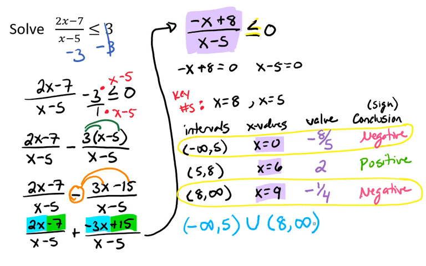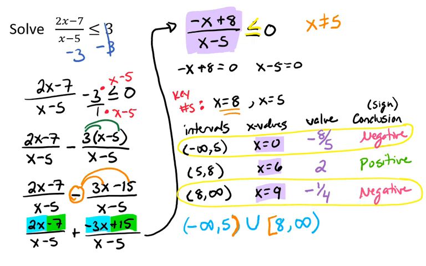Now I want to point something out really quick that's kind of important. Because we have a rational expression here, x is not allowed to be the number 5 because we'll have a 0 in the denominator. And that's why we have an open portion of our interval here. However, x does in fact equal 8. And so really, we shouldn't have an open interval at this point. We should have a closed interval, closed at 8, which then goes to infinity.